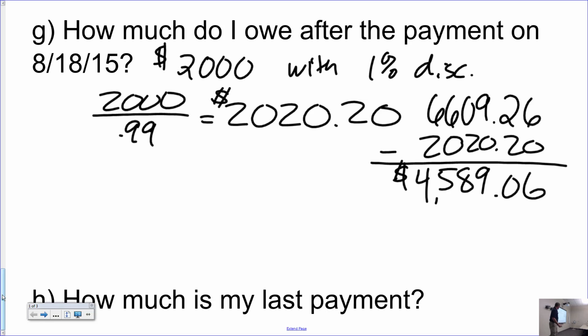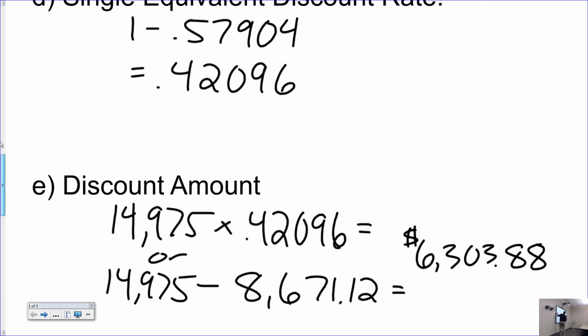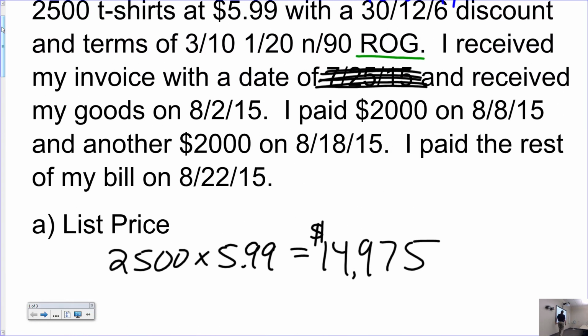After the $2,000 payment. And then last but not least, folks, when do we pay off this payment? 90 days. So when did I make the last payment? 8/22. What was that, Carl? That's like the last day of the 20 days. That's the last day of the 20 days, folks.